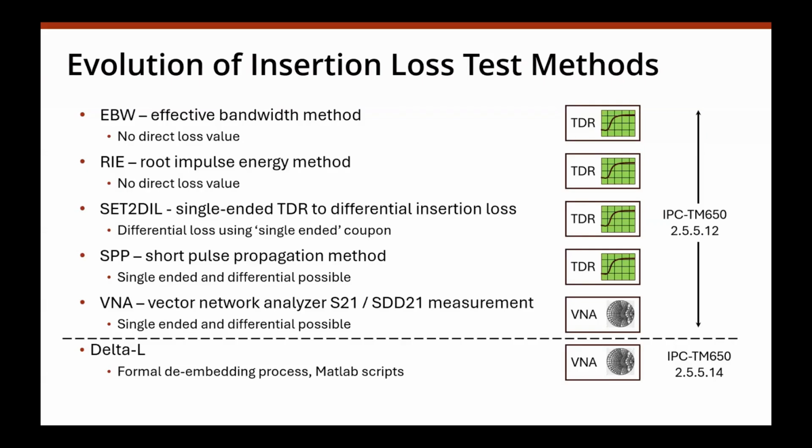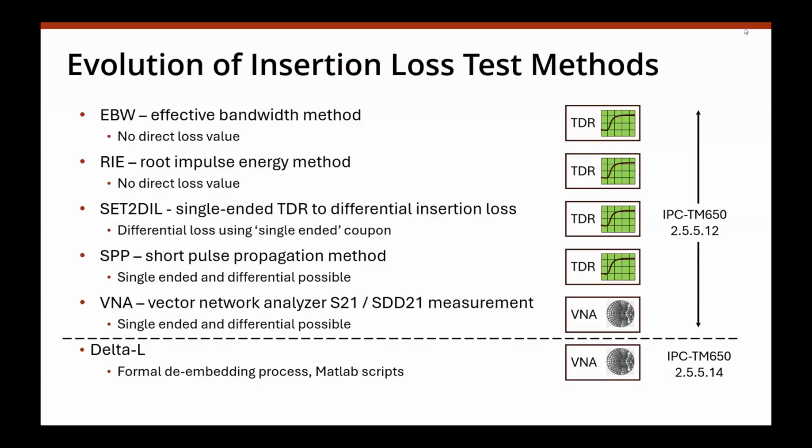And I have shown here a number of test methods. Some of them were already shown in IPC test manual 2.5.5.12. Most of them started to be based on TDR because users had the impression that TDR would be easier than VNA, or the other way around, that VNA would be very complicated. That has changed somewhat, but you can see that EBW and RIE, they had no direct loss value.